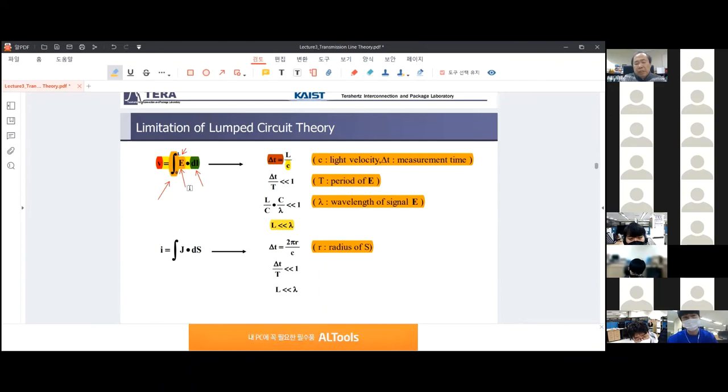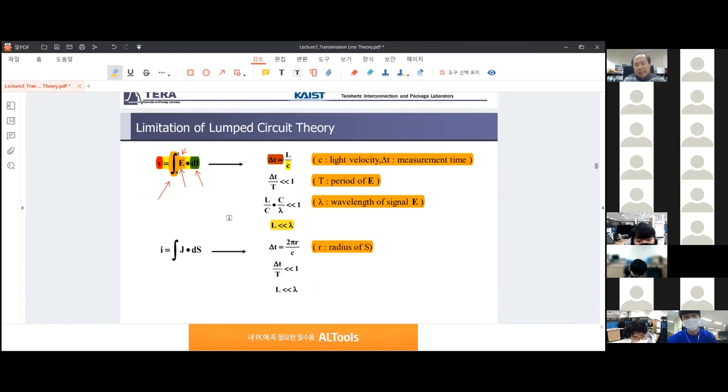But if your interconnection becomes millimeter range or centimeter range, you cannot define the voltage. That is the problem related to circuit theory.